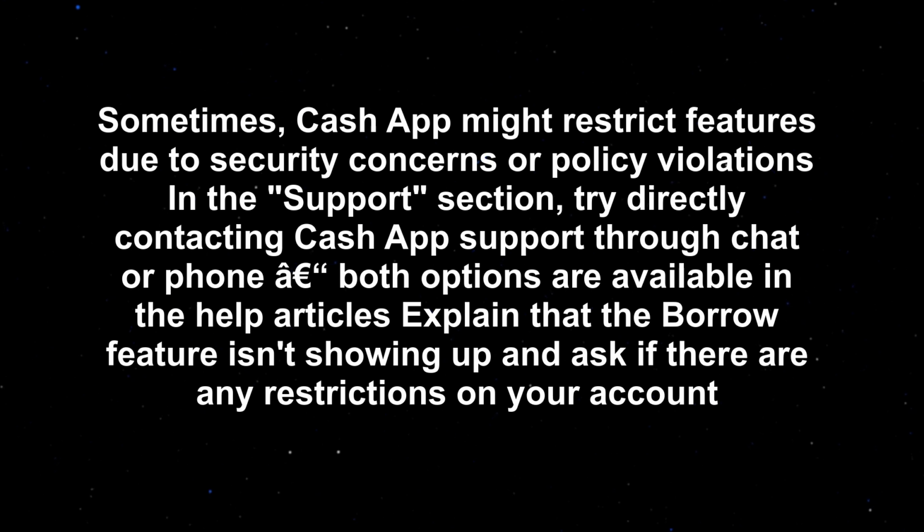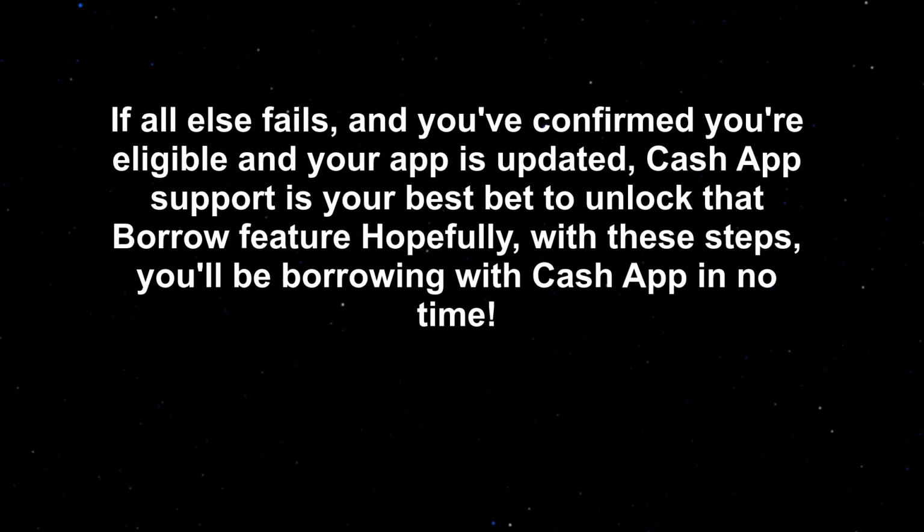In the support section, try directly contacting Cash App support through chat or phone. Both options are available. In the help articles, explain that the borrow feature isn't showing up and ask if there are any restrictions on your account. If all else fails, and you've confirmed you're eligible and your app is updated, Cash App support is your best bet to unlock that borrow feature. Hopefully, with these steps, you'll be borrowing with Cash App in no time.